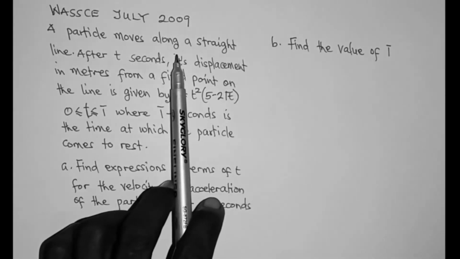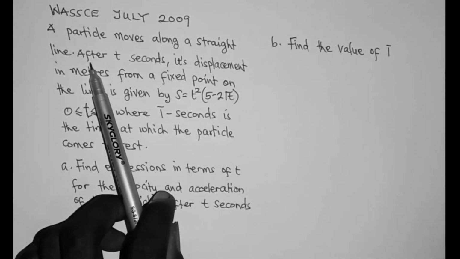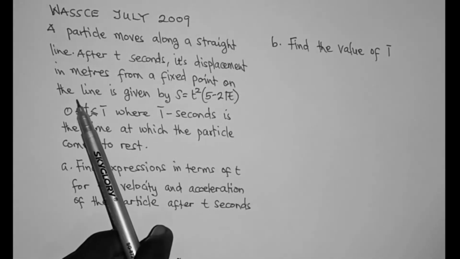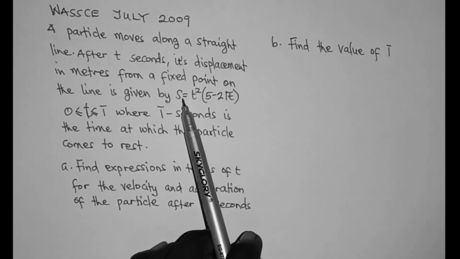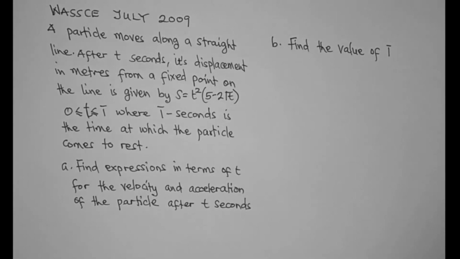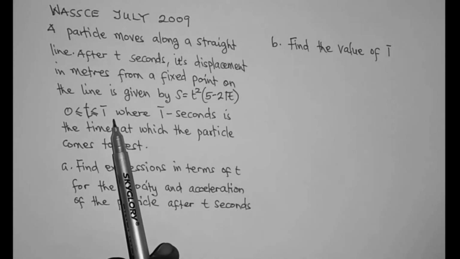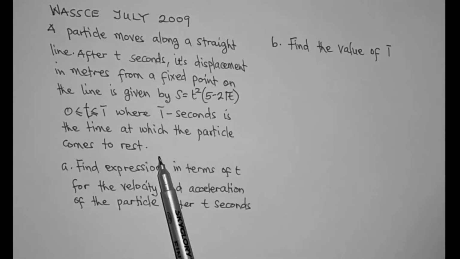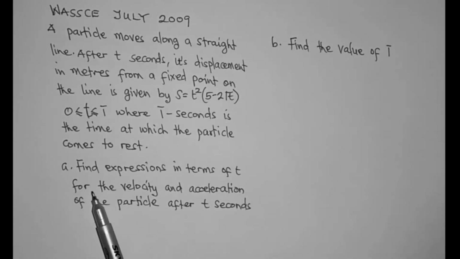A particle moves along a straight line. After t seconds, its displacement in meters from a fixed point on the line is given by s equals t squared into bracket 5 minus 2 root t, where t is between 0 and capital T, where capital T is the time at which the particle comes to rest. A. Find expressions in terms of small t for the velocity and acceleration of the particle after t seconds. And then B. Find the value of capital T.